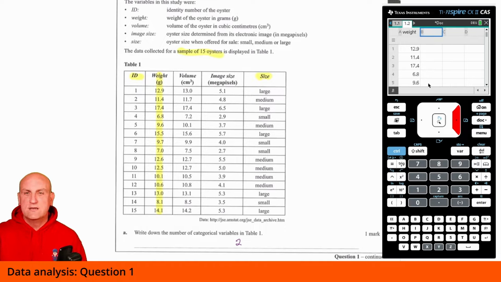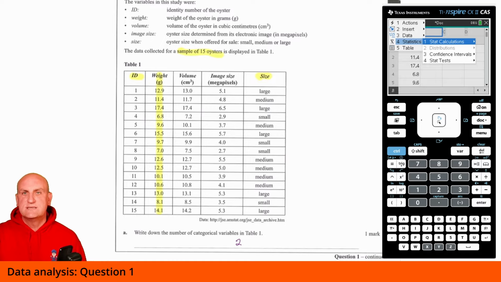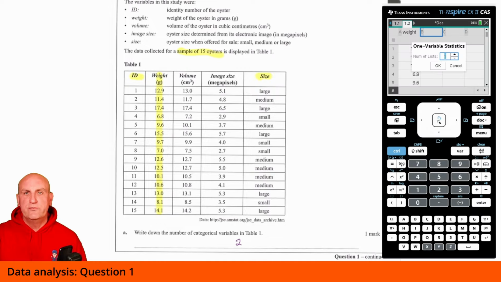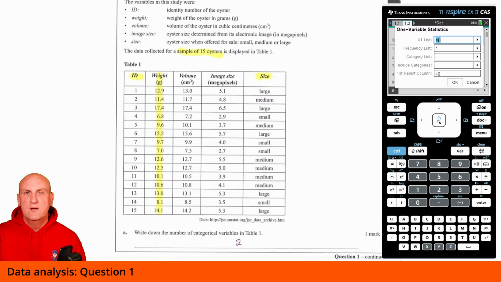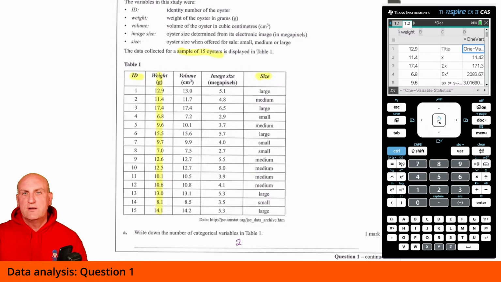So what I'm going to do now is I'm going to go menu, statistics, stat calculations, 1 variable statistics. Yes, I've said 1 variable. My X list is weight. Click on OK, and there we go. We're going to scroll down, and there we go.